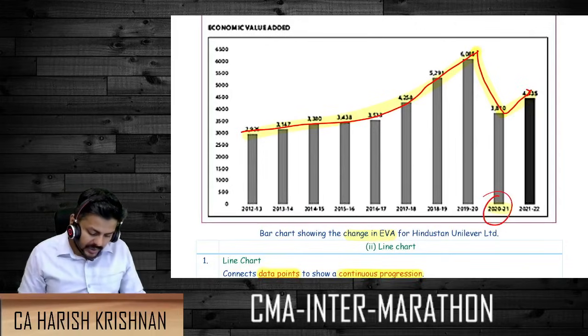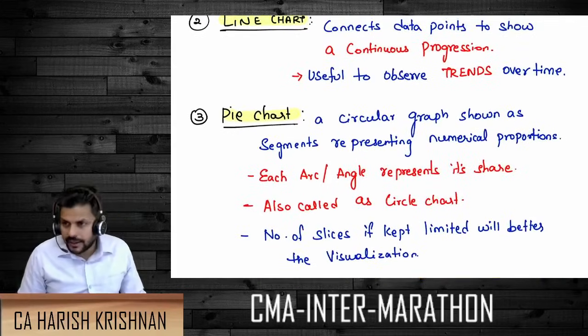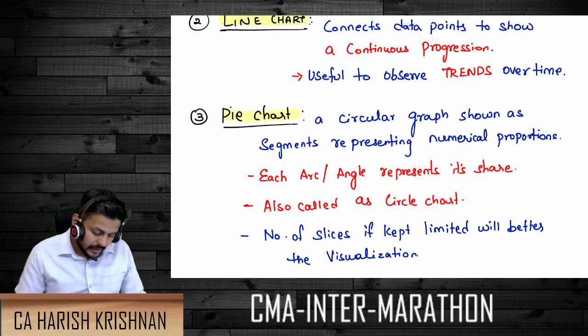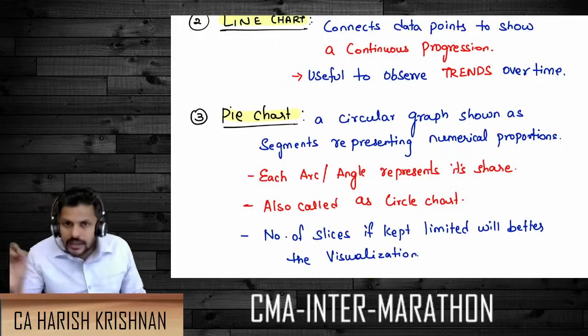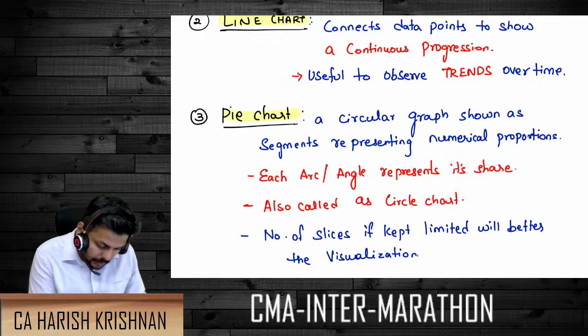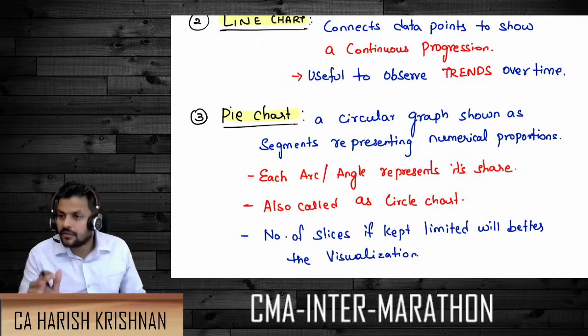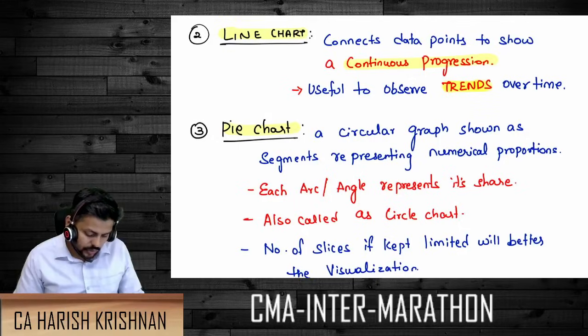Moving on to the second one, guys, is called a line chart. What is a line chart? A line chart is something that connects data points, to show a continuous progression. It is very useful to easily observe trends over a period of time. Let us see what a line chart looks like here.